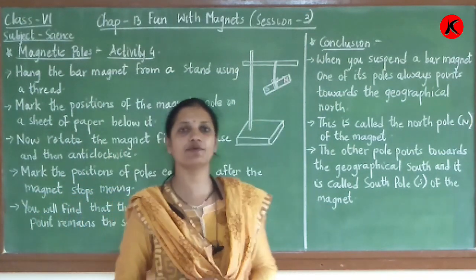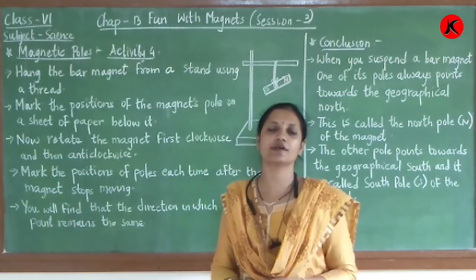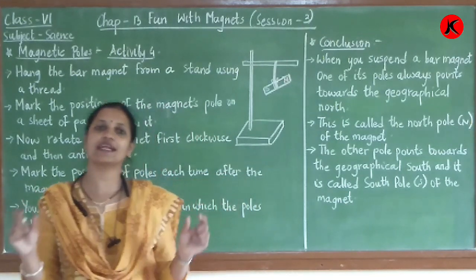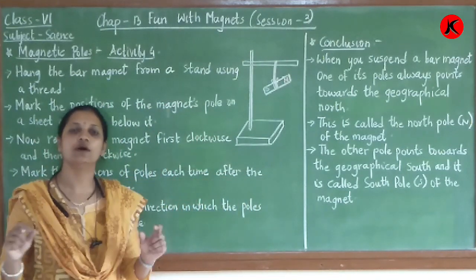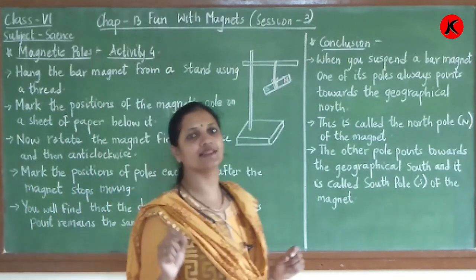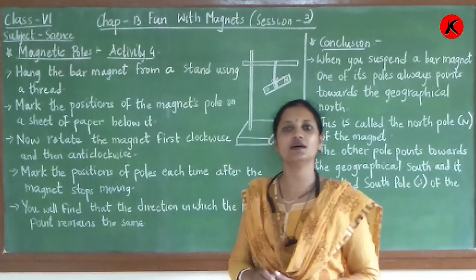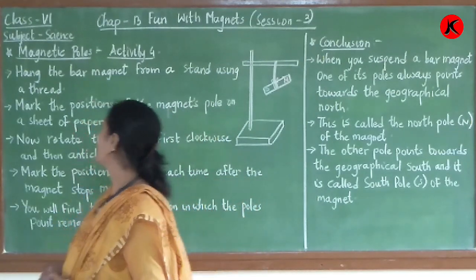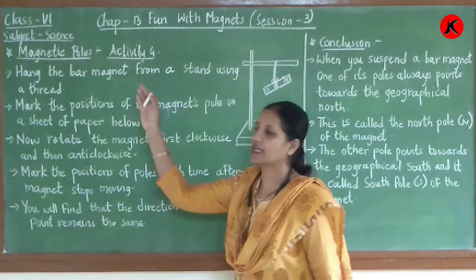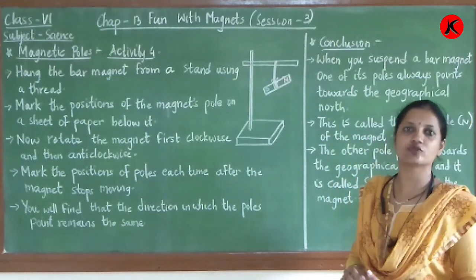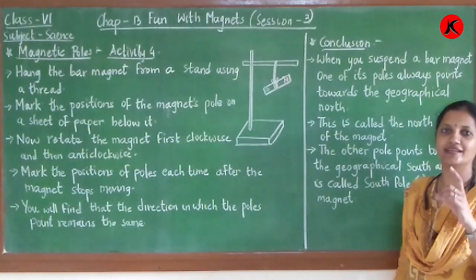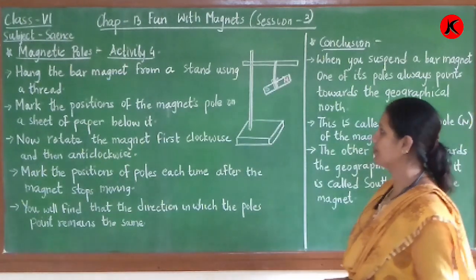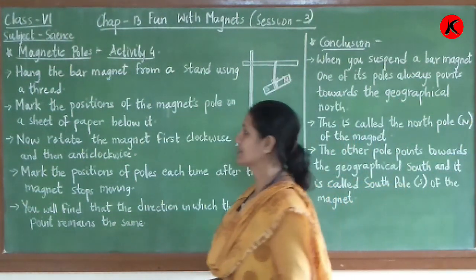In the last activity we discussed how we were moving the magnet in the pins and the pins were getting attracted on both the poles, that is the south pole and the north pole, the ends of the magnet, right? So today we are going to discuss magnetic poles. One more activity, we are going to discuss how the magnet is showing the north pole and the south pole. So let's start with our activity.